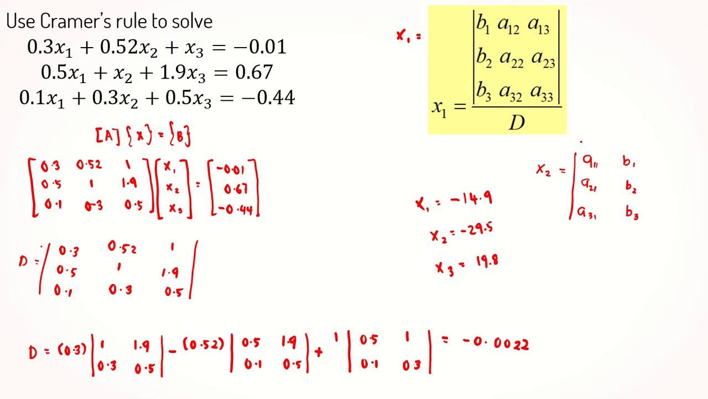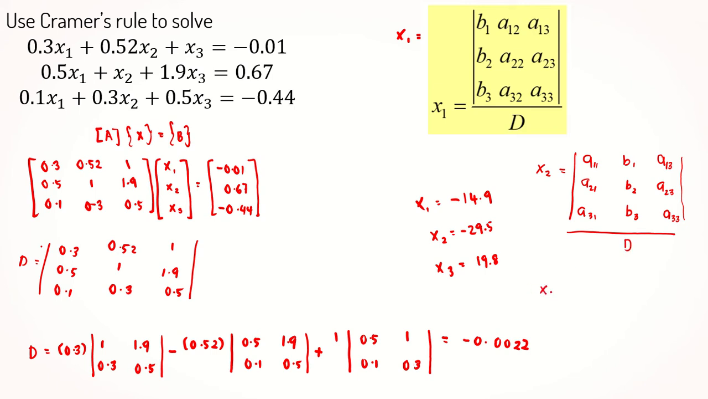If we want to find the value of x1, the coefficients b will be situated in the first column, while if we want to find x2, where n equals 2, we put them in the second column. And if we want to find x3, we put them in the third column.